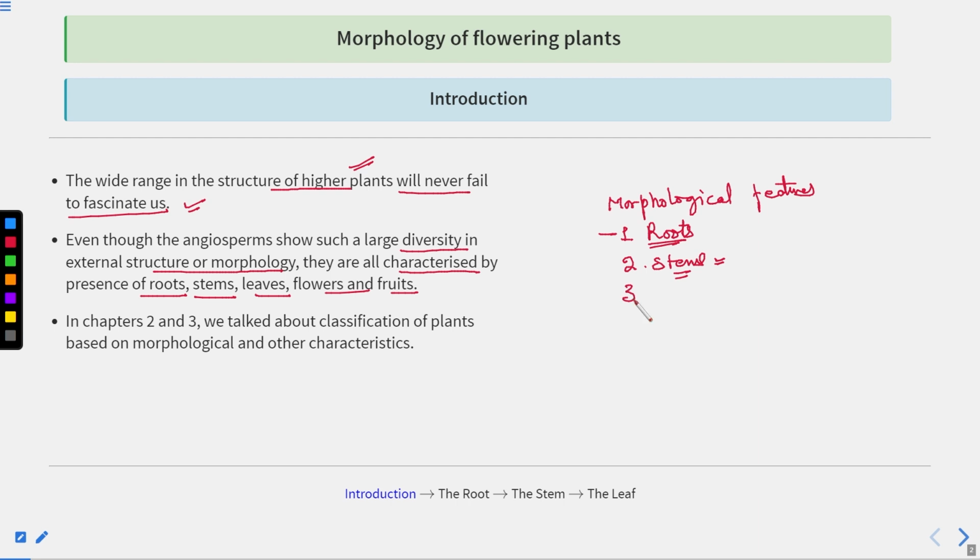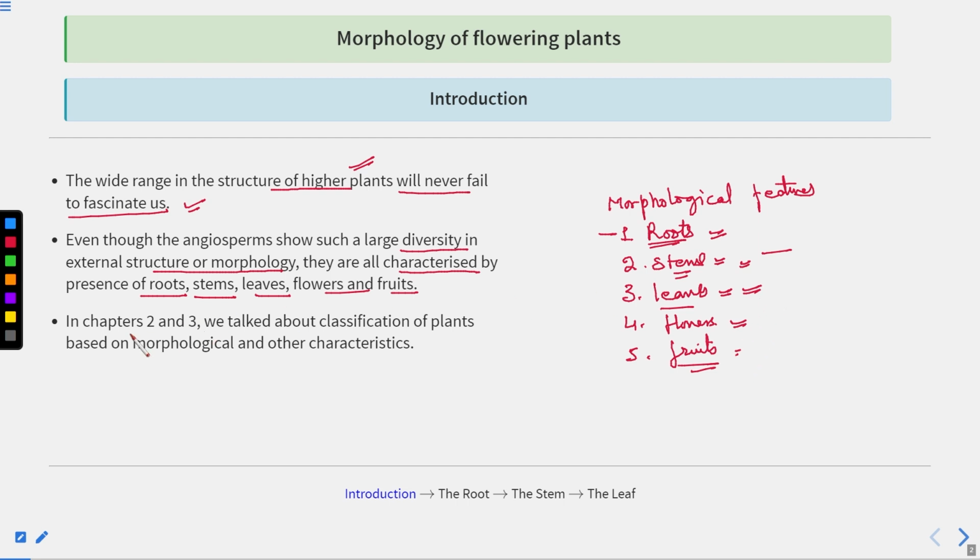Then we will talk about the leaves, the different types of leaves they are having. And obviously then come the flowers and fruits. So all these things we are going to discuss. There are different types of roots, there are different types of stems, and modifications of stems we can see. There are different types of leaves as well, and flowers and fruits also.